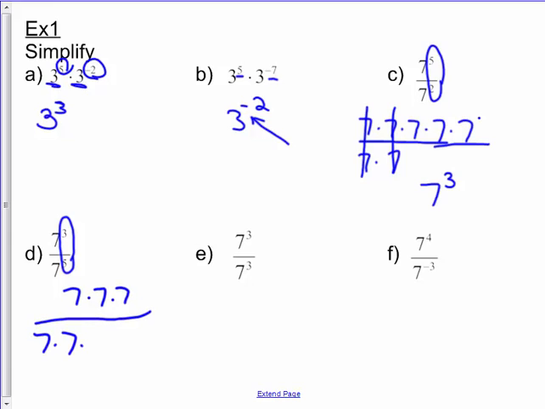I'm going to expand it. 7, 7, 7, 7, 7. And I'm going to do the same thing I did in C. I'm going to cross out the ones that are the same, again, because they're multiplying. What am I left with? Well, a 1 on top, and on the bottom, 7 to the 2nd power.